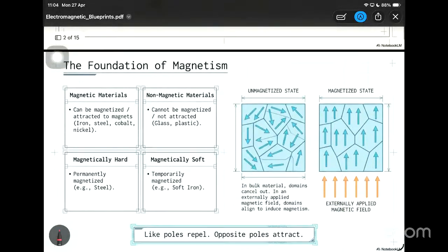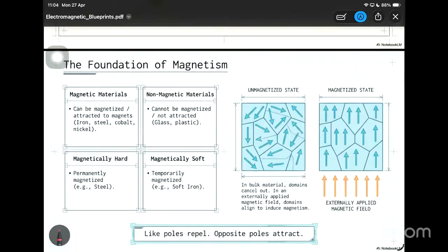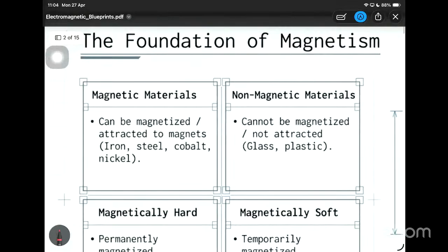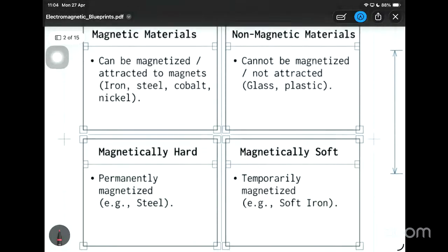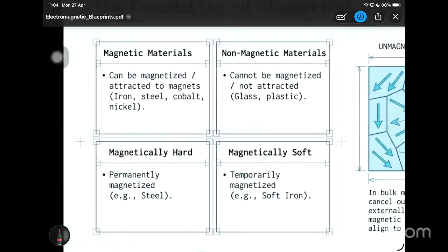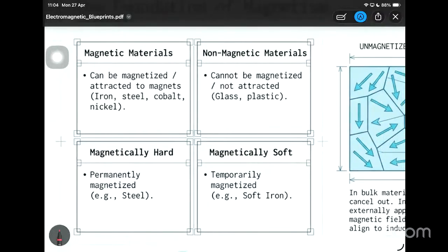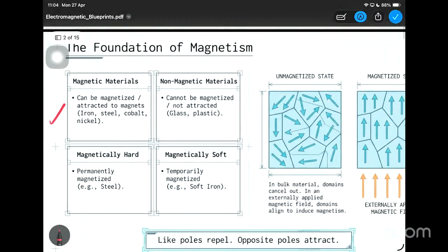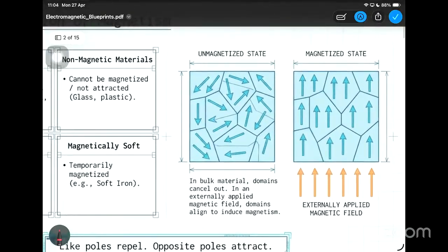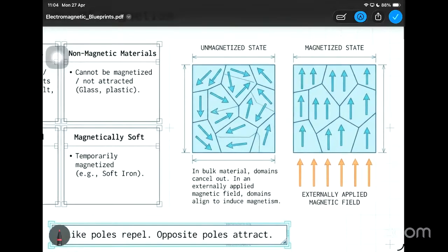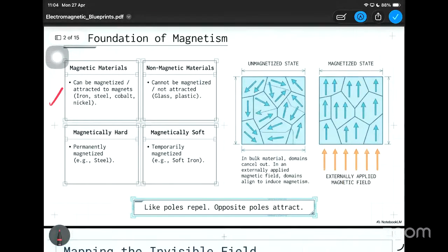Okay, so first of all, the foundation of magnetism. You need to know what the magnetic materials and non-magnetic materials are, and what is meant by magnetically hard and magnetically soft. These things were tested in the exams as well, right? So you need to go through them. I'm not going to take more time on discussing those. And the unmagnetized state and the magnetized state, no need of going through that. Only remember the definitions when it comes to magnetic materials, and the examples likewise.